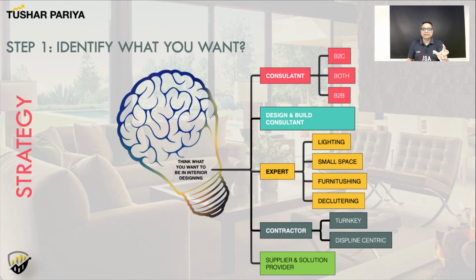So these are the different disciplines. You want to become a contractor in a particular discipline, or you want to become a supplier or a solution provider. When I say supplier, the material suppliers are there, the artifact suppliers are there, the painting suppliers are there, the lighting suppliers are there. There are a lot of suppliers among the solution providers.